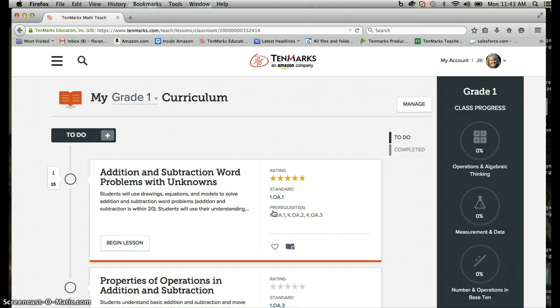So one of the new favorite things for me is to go to TenMarks Math Teach, and you'll notice that my default page that I come to is where my curriculum is loaded. But I love this search bar. And the search bar is where you can find literally a searchable library of all of your lessons, videos, and amplifiers that already exist in TenMarks.